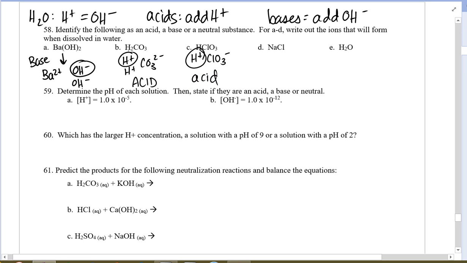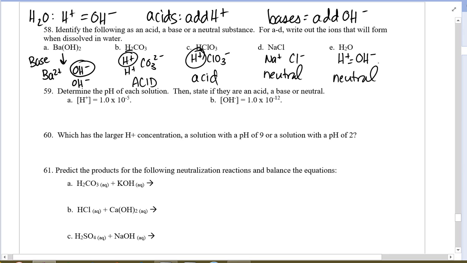Notice how our acids tend to begin with H if you look at the chemical formula there. All right, sodium chloride is made of the ions sodium and chlorine. There's no hydrogen and no hydroxide, so this is actually going to be neutral. And then water, you can think of water as being made of H and OH, as we've seen when thinking about neutralization reactions. So water has equal amounts of H and OH, so it is also neutral.